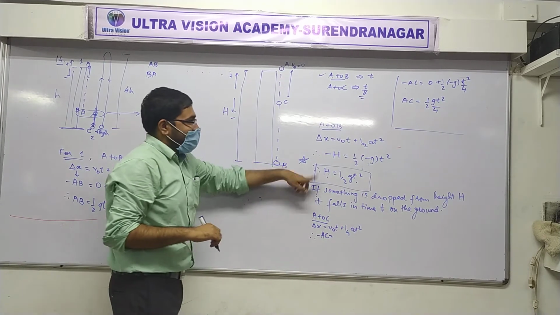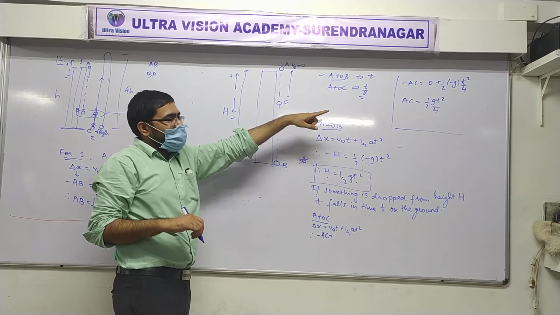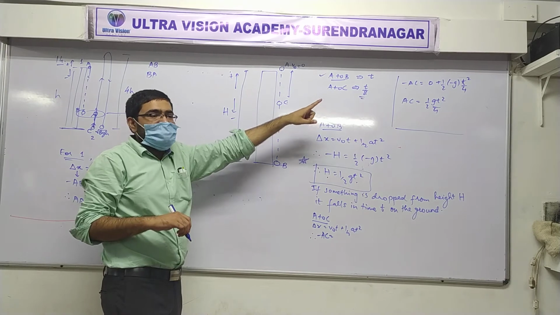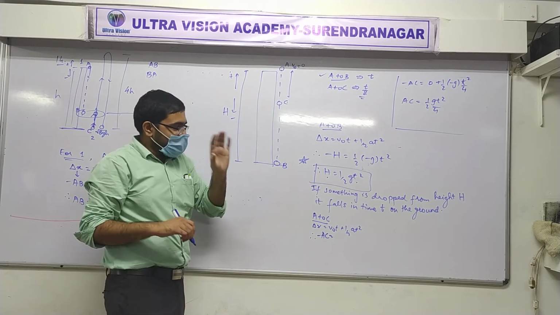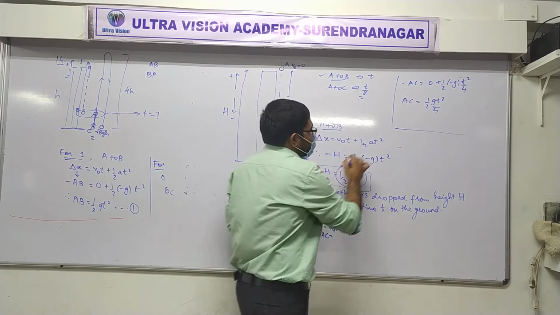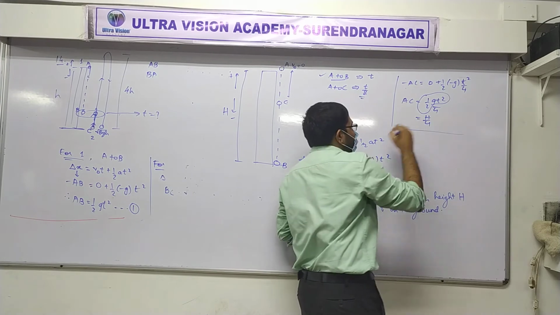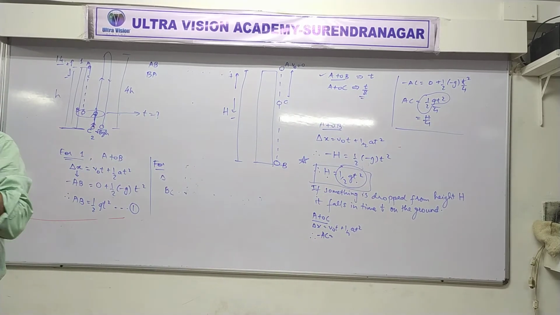What's the relation between H and AC? What do you think? AC equals H/4. Yes, right, because this itself is H. Do you see H here? Yes. So that is H/4. So which option? At H/4 meters from ground.